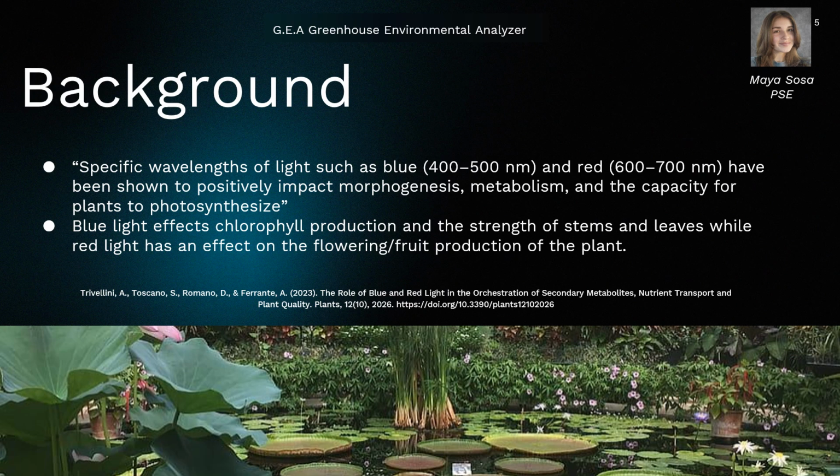Temperature, humidity, and CO2 are very commonly monitored parameters in greenhouses. However, why are we looking at red and blue light levels specifically? Well, this is because blue and red light have been shown through research to positively impact morphogenesis, metabolism, and the capacity for plants to photosynthesize. More specifically, the blue light affects the chlorophyll production, which in turn affects the strength of the stems and the leaves, while red light has an effect on the flowering and fruit production of the plant. This is why we included monitoring the ratio of red to blue light in the greenhouse as part of the optics part of our project.